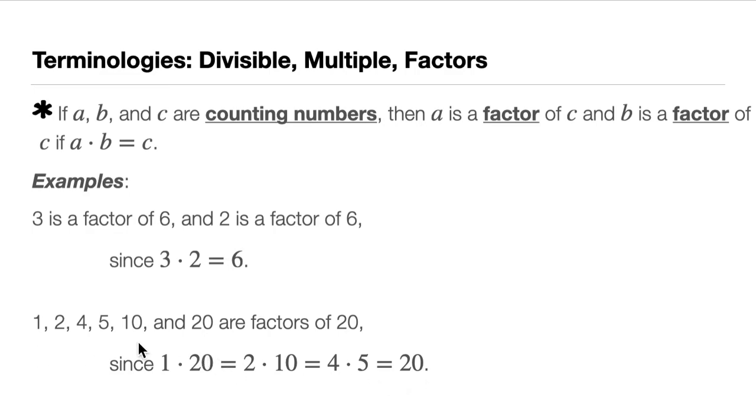So all of them are called factors of 20. These are factors of 6, these are factors of 20. So that's what we call factors. We're done with the factors. We're left with this last word here, that is multiple.